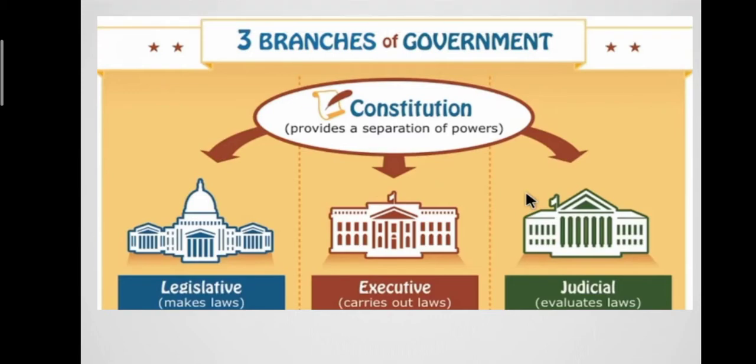Now, as we all know, there are 3 branches of government. According to the Constitution, the separation of powers is based upon 3 branches. First is the legislative, which makes laws. Second is the executive, which carries out the laws. Third is the judiciary, which evaluates laws.